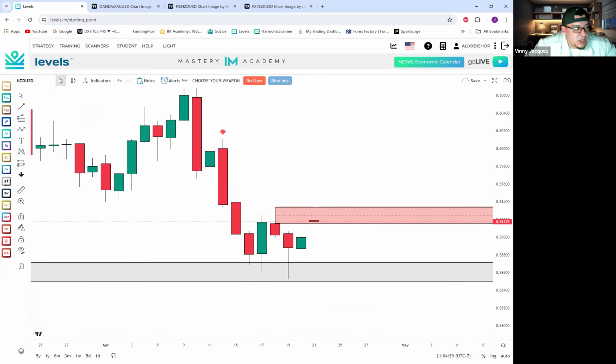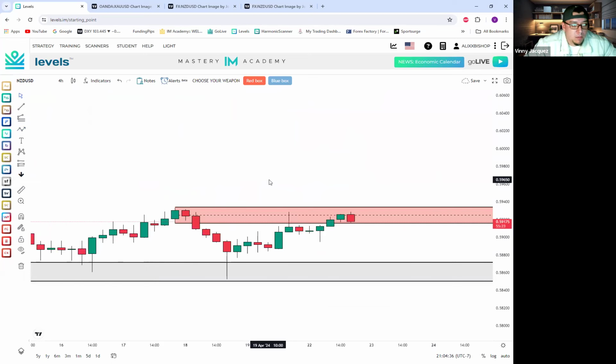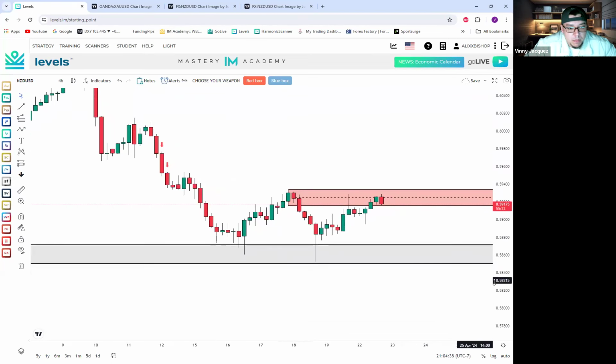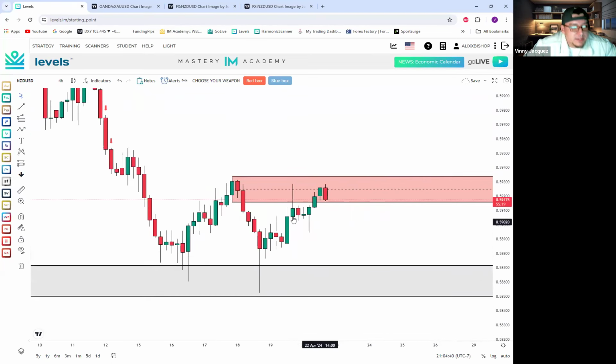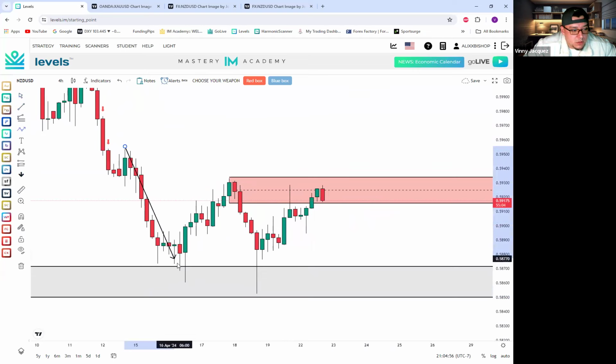Look at the structure here. Let's go down to the 4-hour. Look at the structure here. I'm liking this because this low is lower than this low. Do you guys see that? We don't have equal lows. This low is taken out. So we have lower low, lower high, lower low.